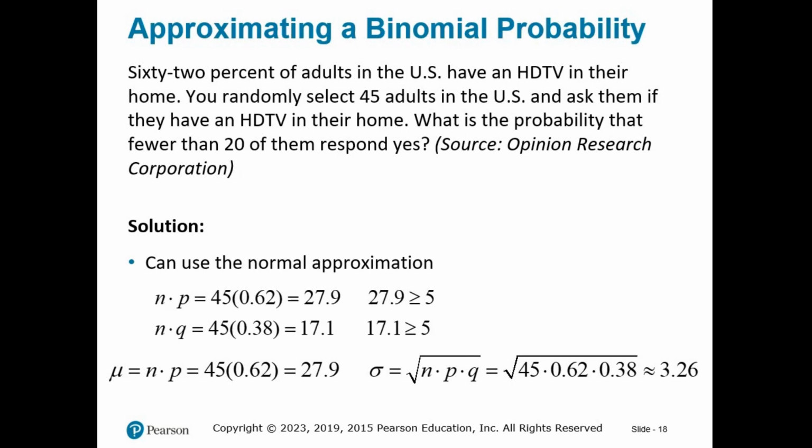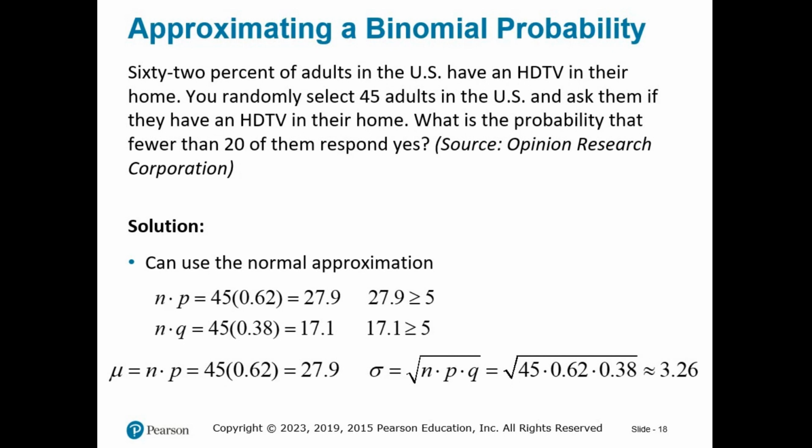Is this a binomial experiment? Are the outcomes successes or failures? Yes, either you have an HGTV or you don't. Can we determine the probability of success and failure? Yes, they have told us that 62% or 0.62 is the probability of success, or p, which in this instance means having an HGTV. So our p would be 0.62 and our q would be 0.38. The trials would be independent because whether or not a family has an HGTV does not affect whether or not another family has one. Do we know how many trials or the sample size n? Yes, they told us 45 adults, so it is a binomial experiment.